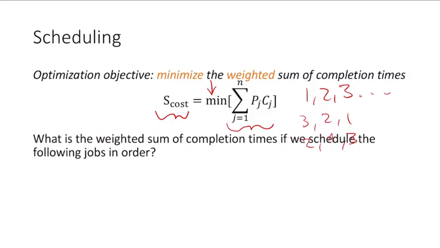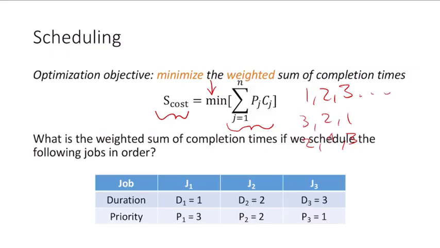Let's just start by saying, well, what is the completion time? What is the weighted sum of completion time? So this equation up there, if we schedule these jobs, so jobs 1, 2, and 3, in order.